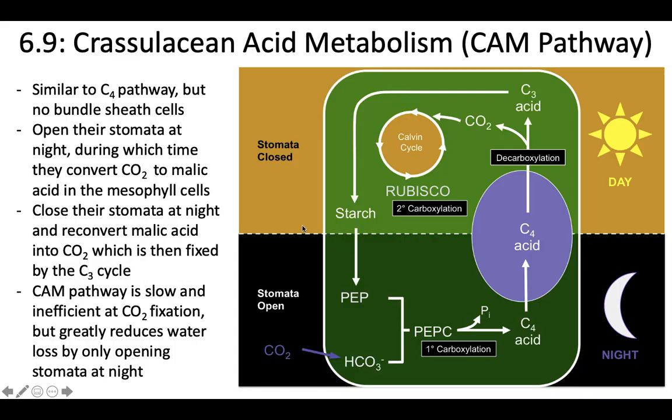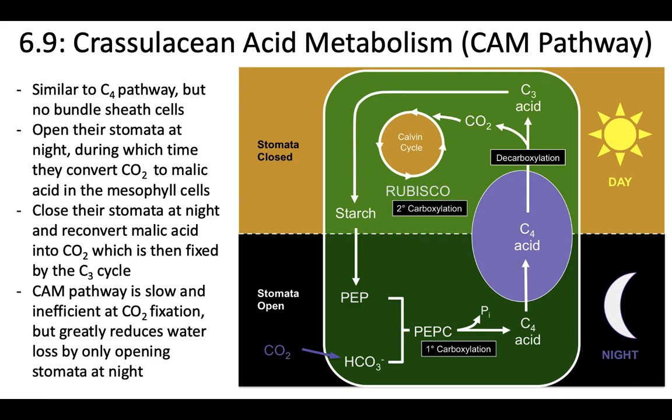There's also the CAM pathway, which should also be reviewed from Gen Bio. It's similar to the C4 pathway, but there's no bundle sheath cells. CAM pathway plants open their stomata at night, and during that time they convert carbon dioxide to malic acid. So they're basically turning malic acid into a shuttle for carbon dioxide in the mesophyll cells, and then they close their stomata and reconvert malic acid into carbon dioxide, which is then fixed by the C3 cycle.